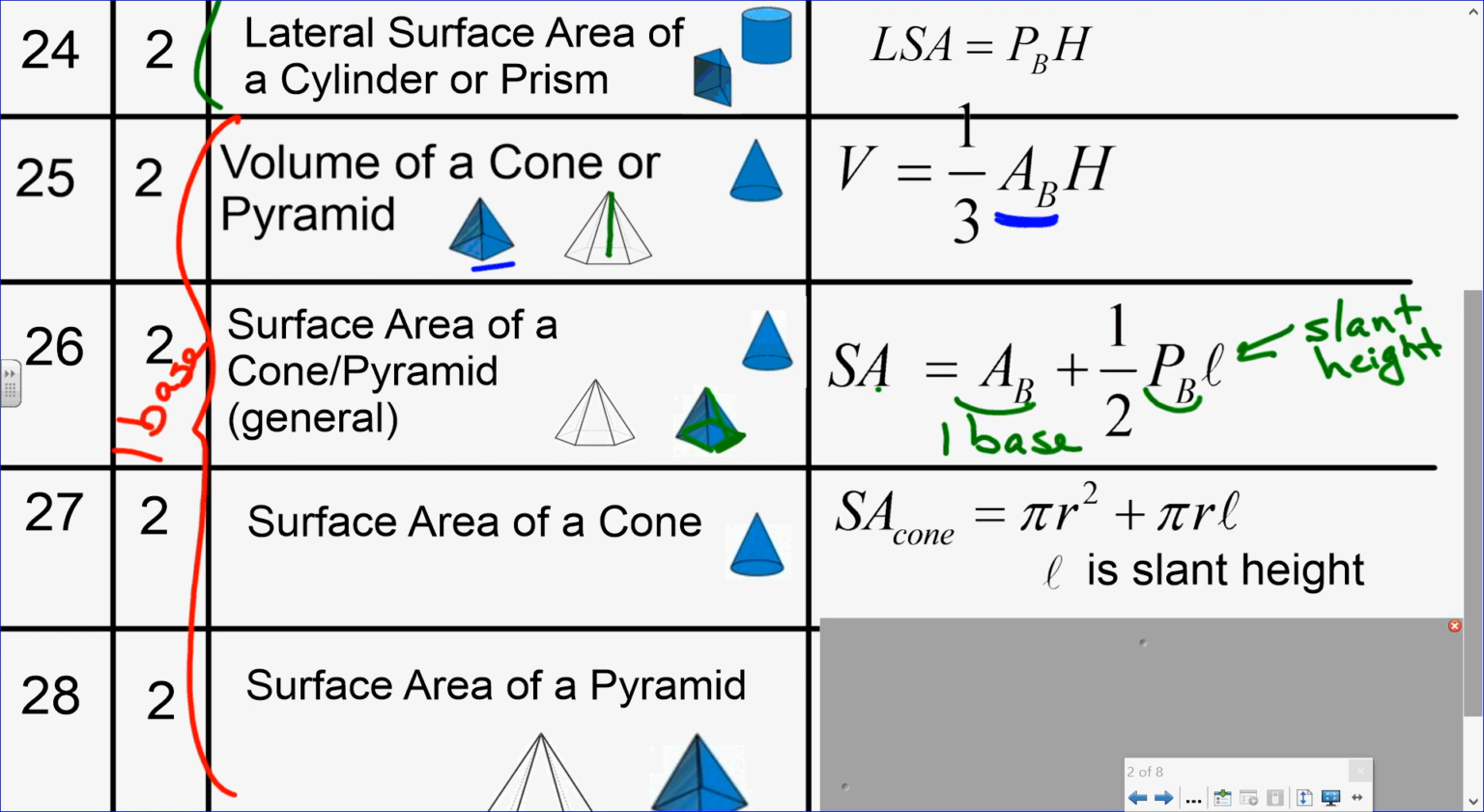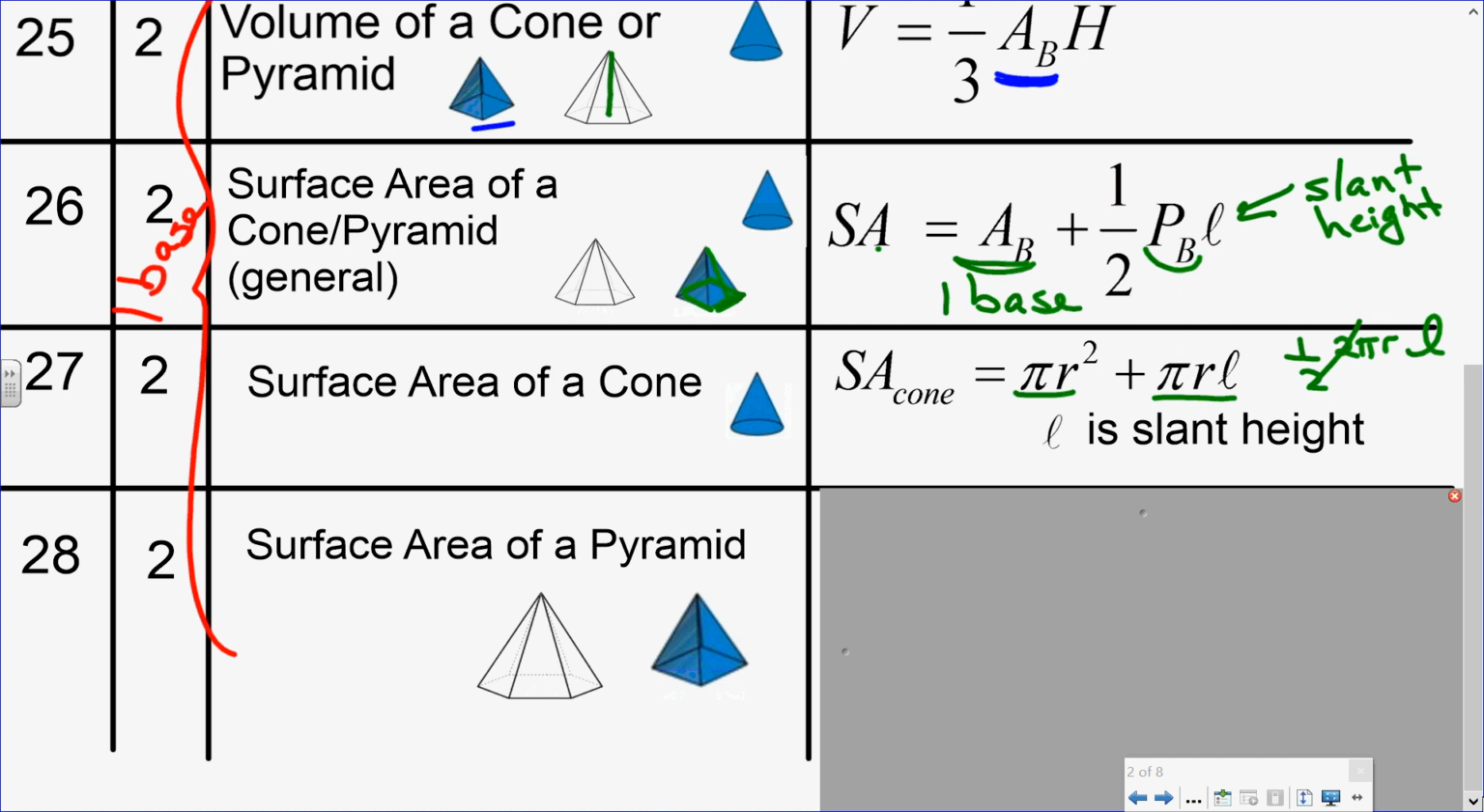If that is a cone that we're talking about, and we don't have to memorize this separately, we would just put in the pi r squared for the area of the base. Then we would have 1/2 the perimeter of a circle is 2 pi r, and then we'd have the slant height, but the 2 and the 1/2 cancel out, and that's why we just have pi r l. And that's a cursive L in there.